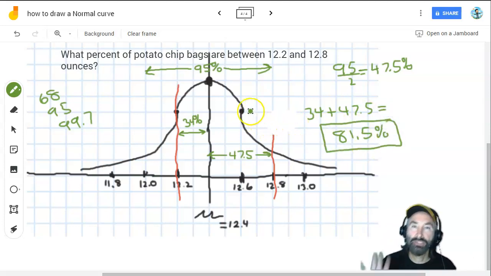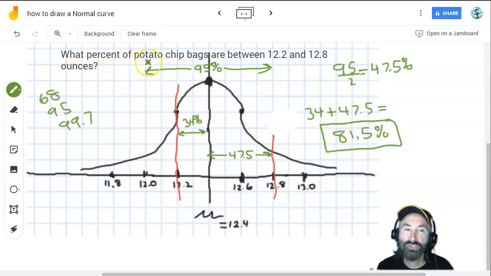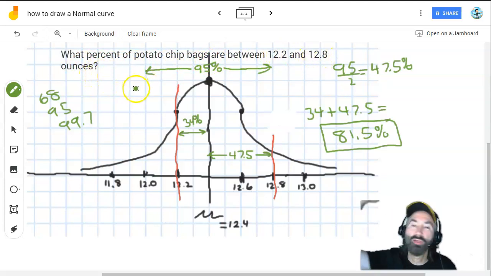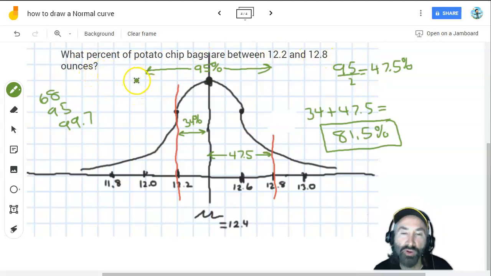And again, let's really take it all the way back. The question we're trying to answer is what percent of potato chip bags are between 12.2 and 12.8 ounces, given all that other information that we received before? And the answer is it must be about 81.5%.